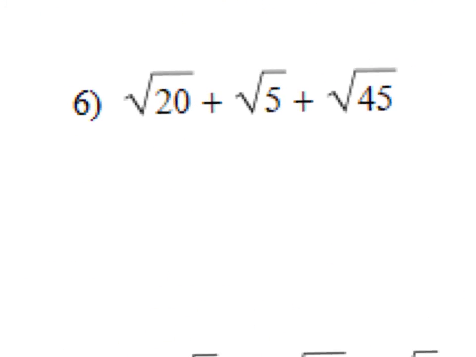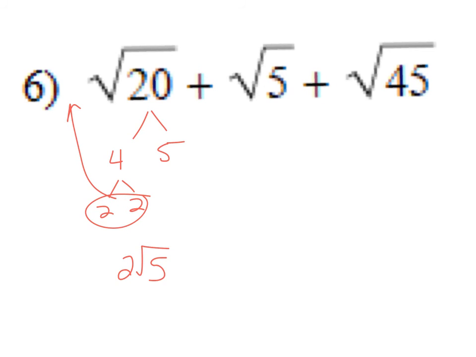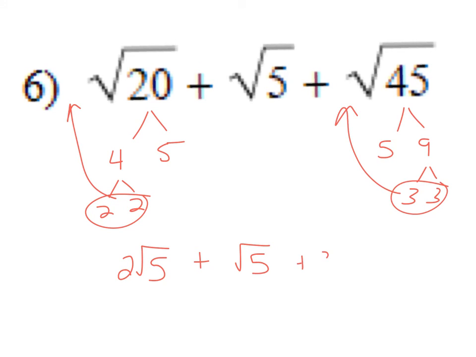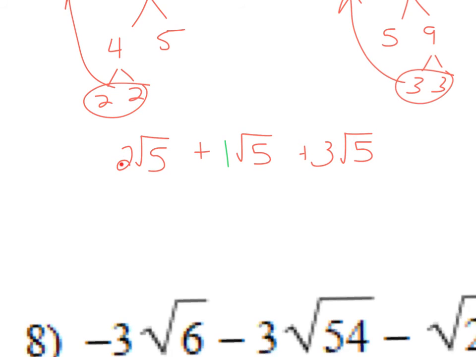Number 6, okay, before we can try to add, we have to break things down first. So I'm going to go ahead and take this to 4 and 5, and then this will go to 2 and 2. So the 2's pair up and move out, so you're going to get 2 root 5. Now plus root 5, and then the 45 will go to 5 and 9, and then the 9 will go to 3 and 3. So the 3's pair up and move out, so I get 3 root 5. Now keep in mind there is a 1 there in front, so we're going to go ahead and just add them up. So 2 plus 1 plus 3 is 6. So my final answer is going to be 6 square root 5.